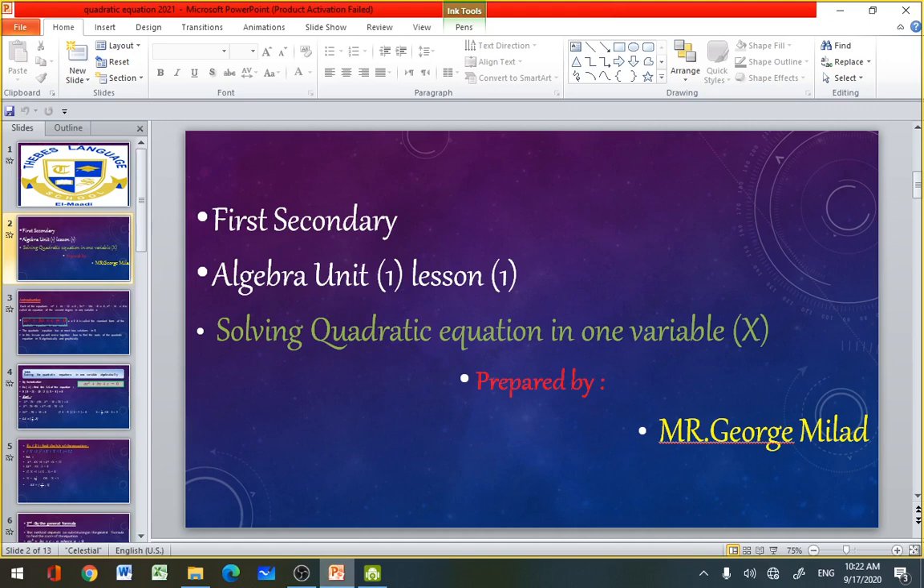First secondary, algebra, unit 1, lesson 1, solving quadratic equation in one variable x, prepared by Mr. George Milad.